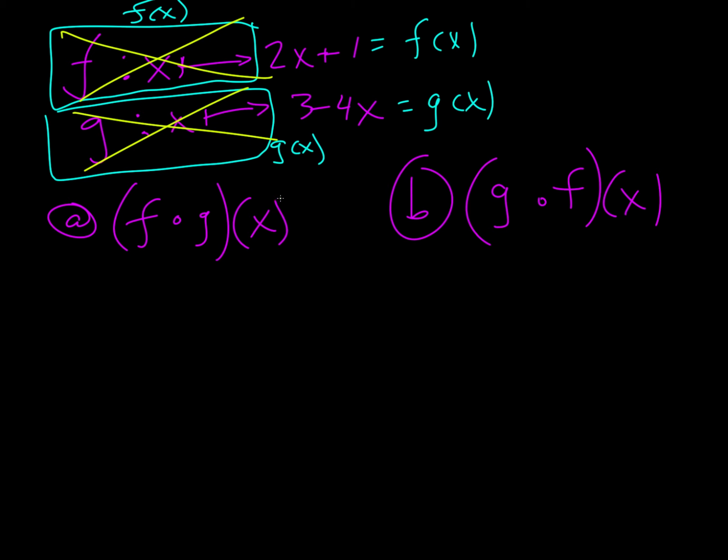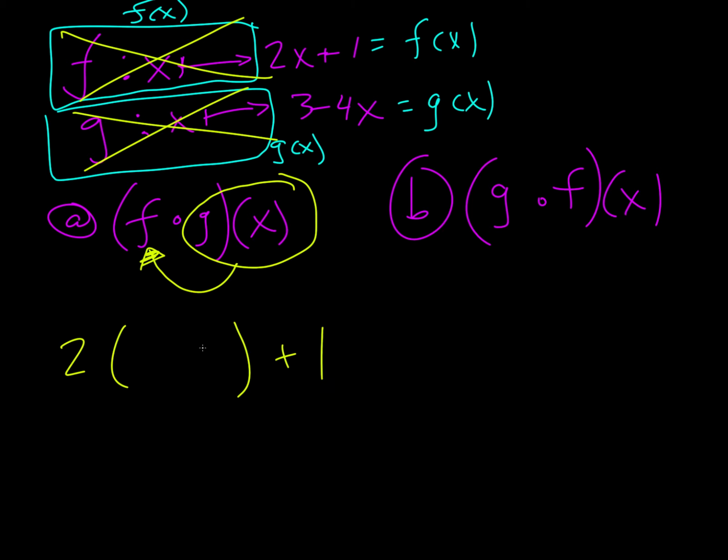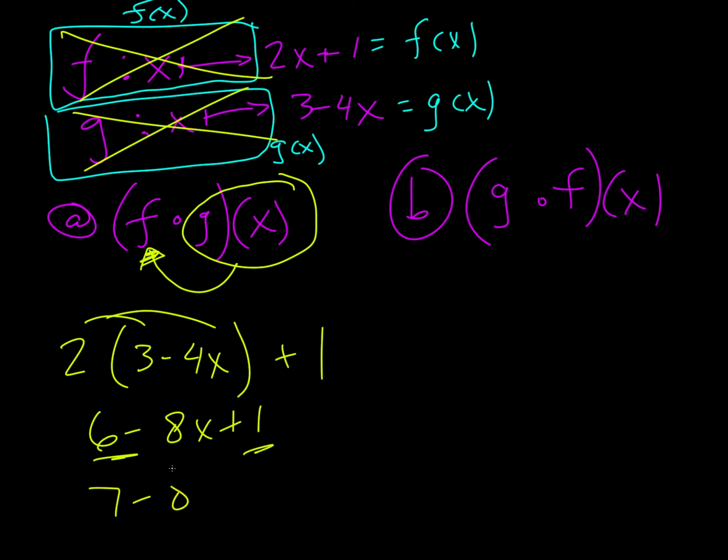Now f of g of x. What this means is you take g of x and you plug it in to f of x. So if I write f of x, but I leave a space for the x, now I'm going to take g and plug it into that space. So I'm going to do 3 minus 4x, like that. And then from here we just simplify. I think once you get to this point, it won't be too bad. Combine these two, and so we get 7 minus 8x. And that's equal to f of g of x.